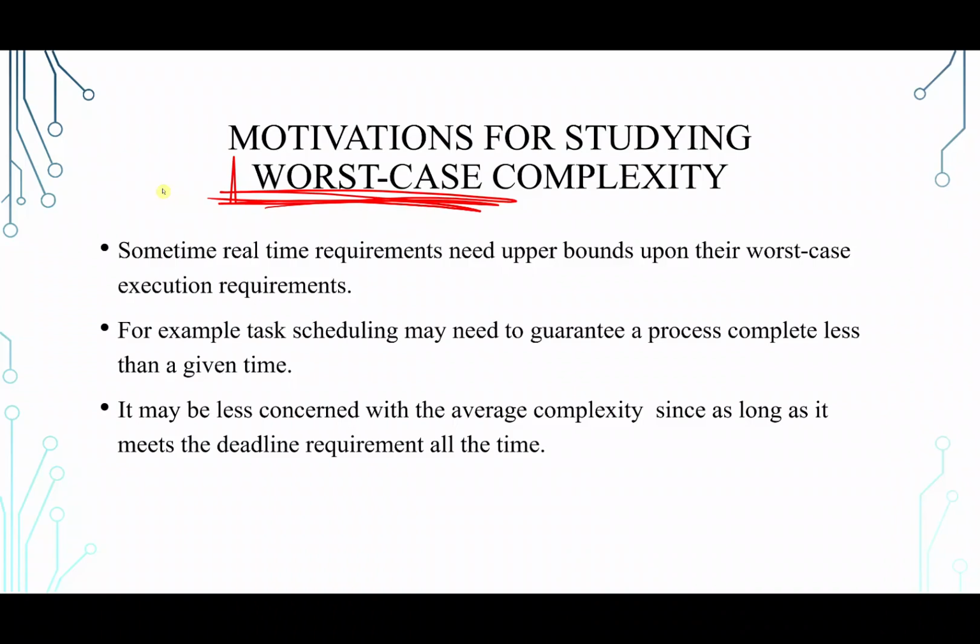Doesn't make any sense. So, for example, task scheduling may need to guarantee a process completes in less than a given time. It's like I'm going to tell my customer that I can find whatever the person you are trying to look for in the data in less than 4 days. Then it should be 4 days, because the worst case is going to be roughly 4 days, near the 4 days. It may be less concerned with the average case, right? Because it doesn't make any sense to say, oh, I'll find it in 2 days, then it takes me 4 days.